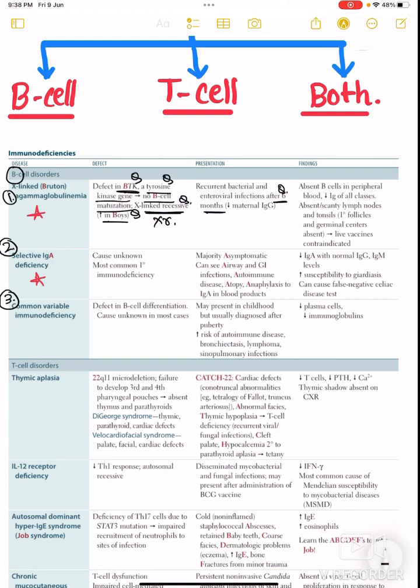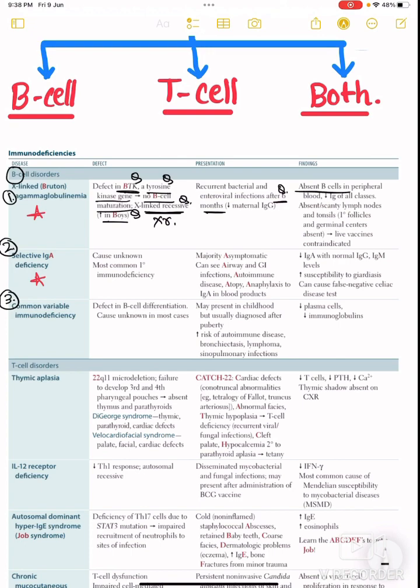Because till 6 months of age, maternal immunoglobulin G, maternal IgG, will be present inside the baby's body. So the baby will be protected from disease till 6 months of age. And when the maternal IgG decreases after 6 months of age, then the bacterial infections and enteroviral infections will come into play. What are the findings?